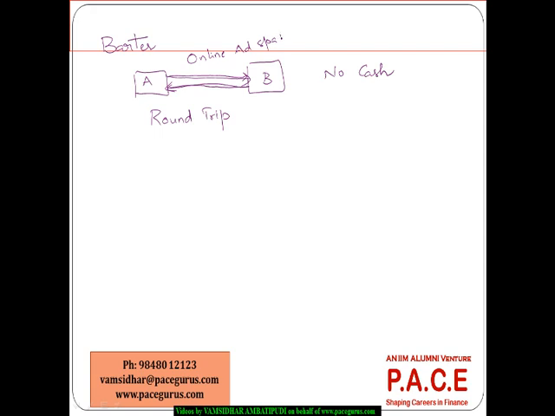A has sold space on its website to B. B has sold a space on its website to A. Both of them have typically sold some kind of spaces on their respective websites, and both of them have made revenues. So these kinds of transactions are typically called round trip transactions.